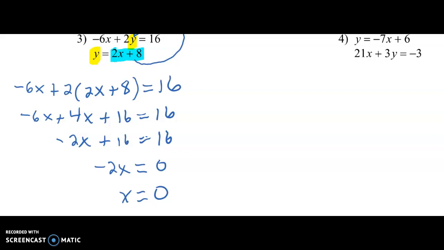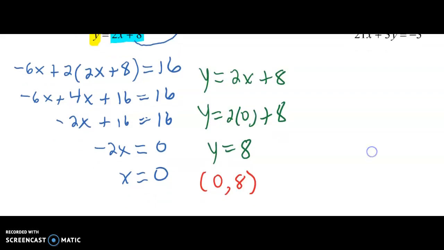Now that we have a solution for x, we have to be looking for a solution for y. So again, I'm going to take that second equation and use it to help me solve for y. And what we do, we get y is equal to 8, thus completing my ordered pair. So my ordered pair solution for this system is 0, 8.